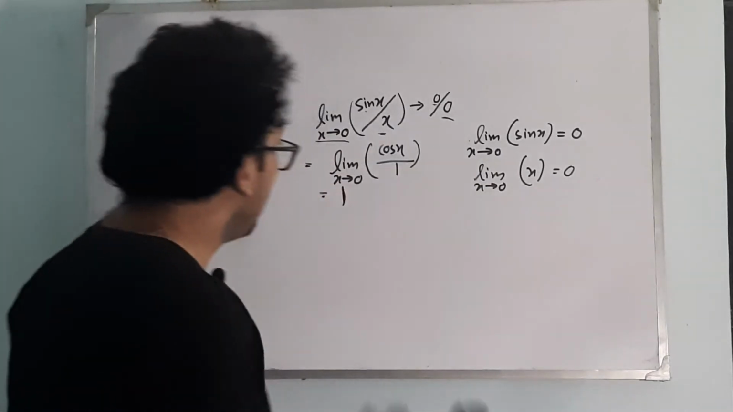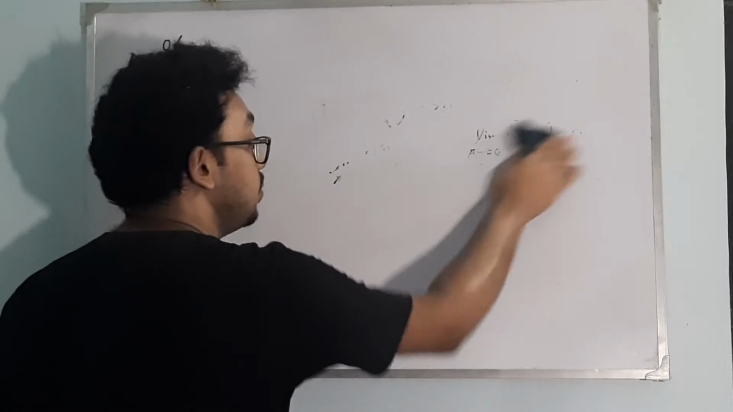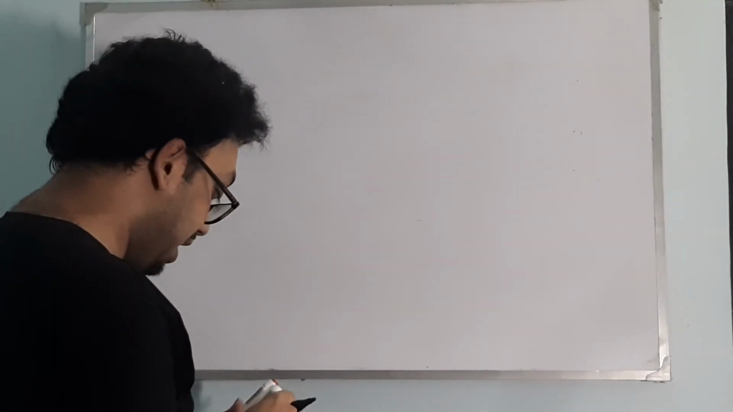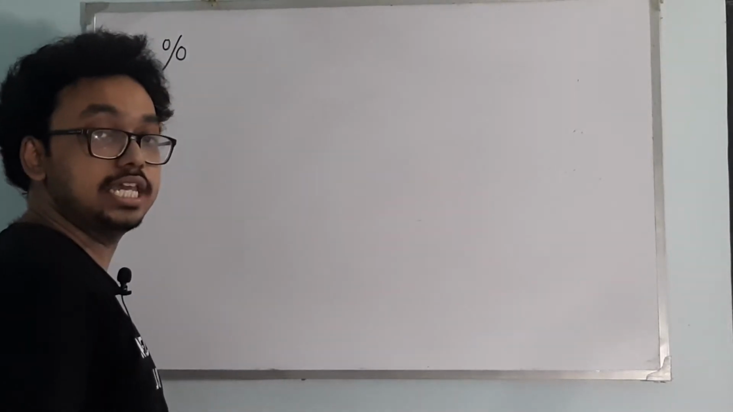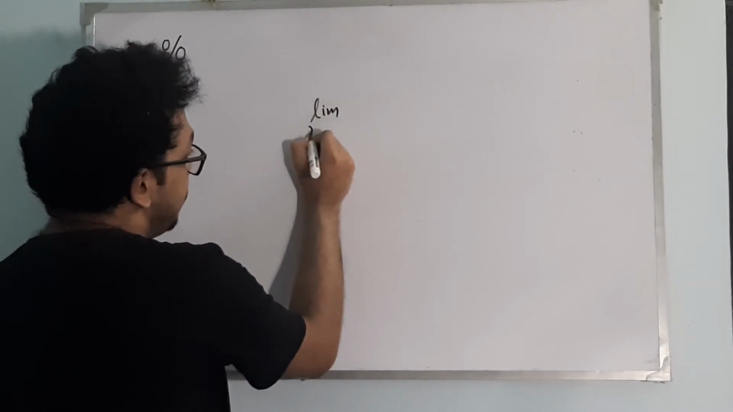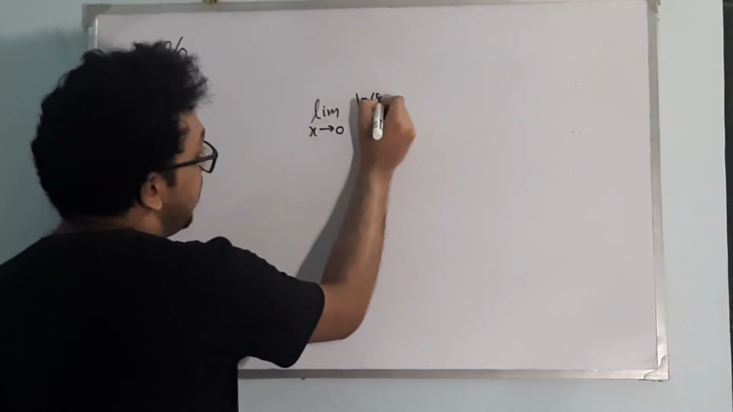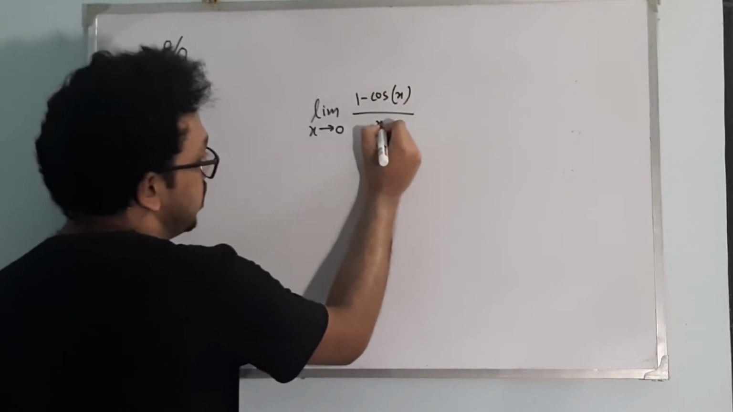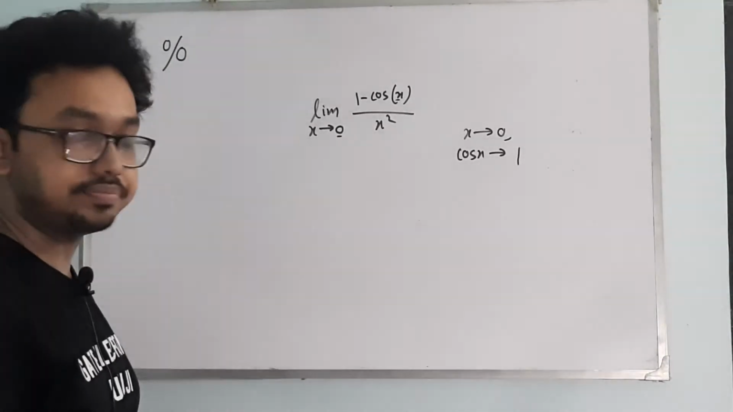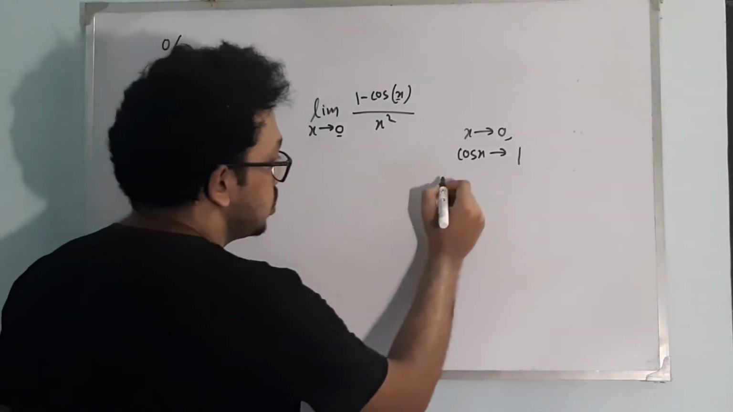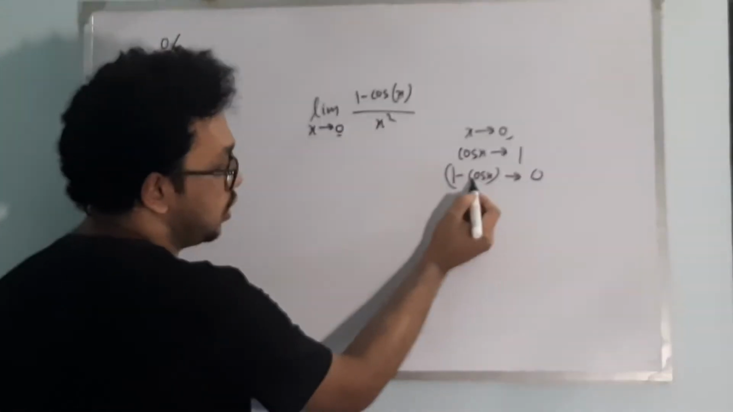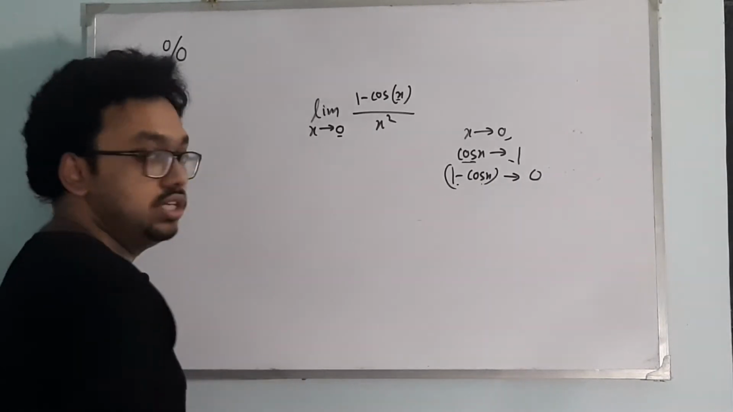Now we will solve one more problem. We will also prove one more standard limit. See, in standard limits we said that the limit as x tends to 0 of (1 minus cos x) by x square is equal to half. Here we will prove this. So let's take the problem: limit as x tends to 0 of 1 minus cos x divided by x square. When x tends towards 0, cos x tends to 1, so 1 minus cos x will tend to 0.